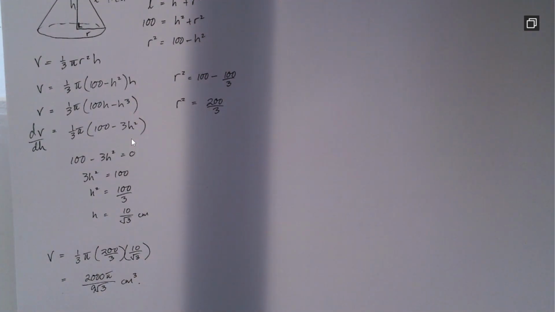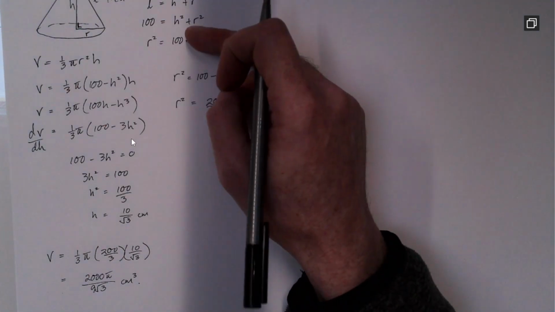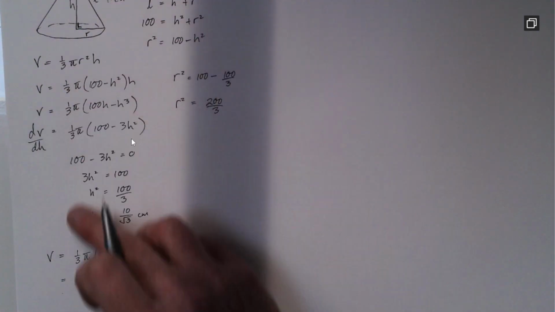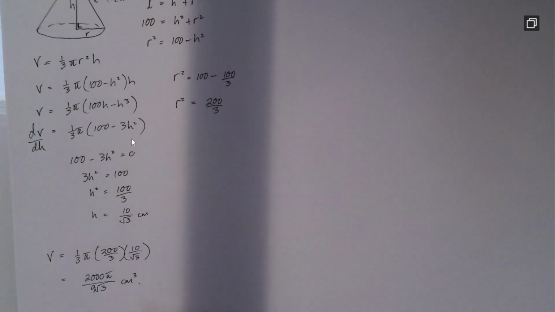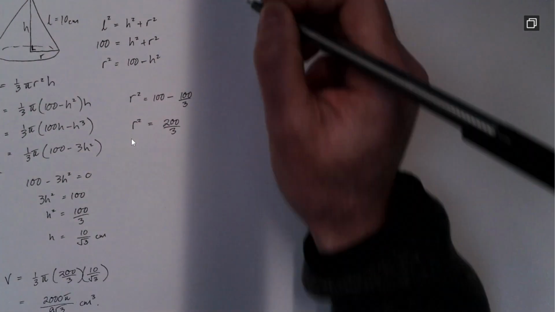So the general approach is to get a formula in one variable, differentiate, set dy dx equal to 0, solve, substitute back for the value, and then check that it is the local maximum.